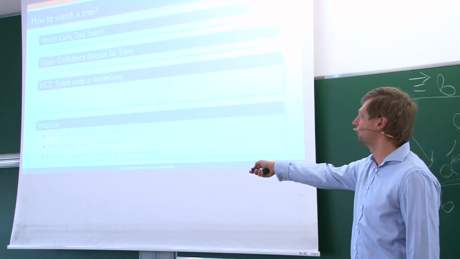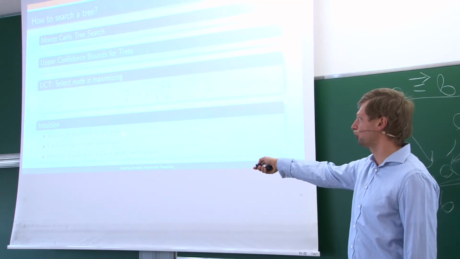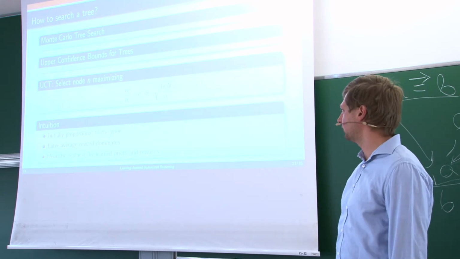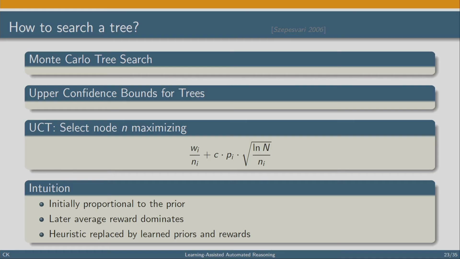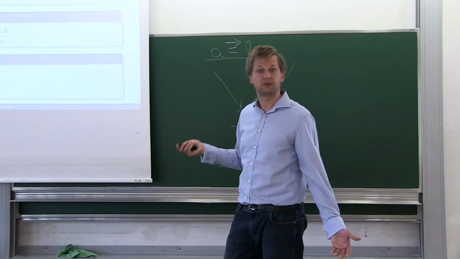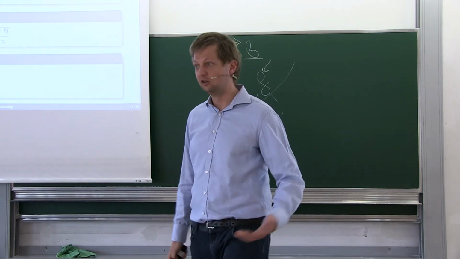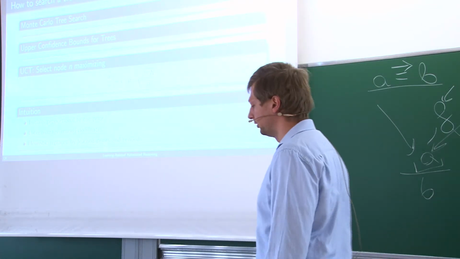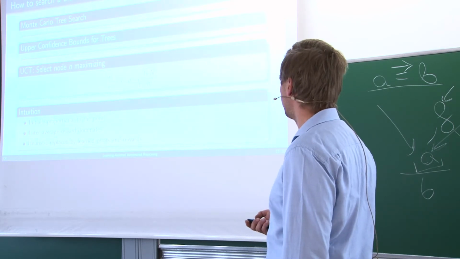The intuition behind the formula: it is initially proportional to the prior, and later the average reward dominates. Where do the wins and the priors come from? Well, this is initially a heuristic, but later on it can be replaced by a learned prior and learned reward. That's precisely what we can do. We can learn what one should do for the particular case.